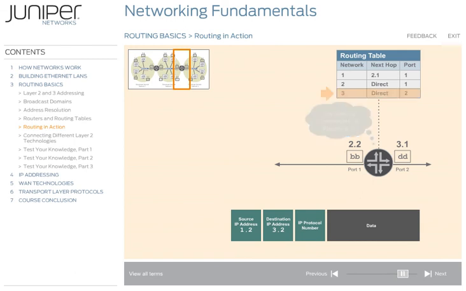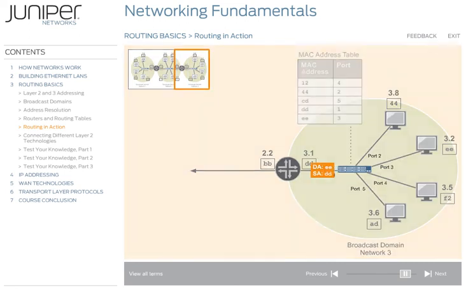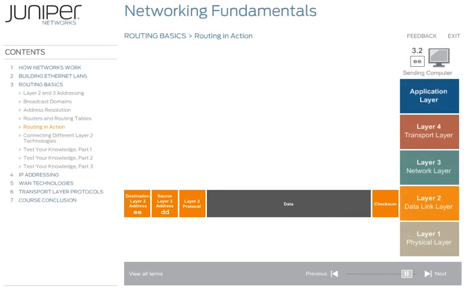But this time, the destination network is directly connected to the router, and the routing process is complete. At this point, the router determines PC 3.2's MAC address and adds the layer 2 header, including the appropriate destination MAC address, and the source MAC address for the port on which it is sending the data. Then the router transmits the data. The switch connecting the router to the destination PC uses the destination MAC address to forward the frame to the correct PC.